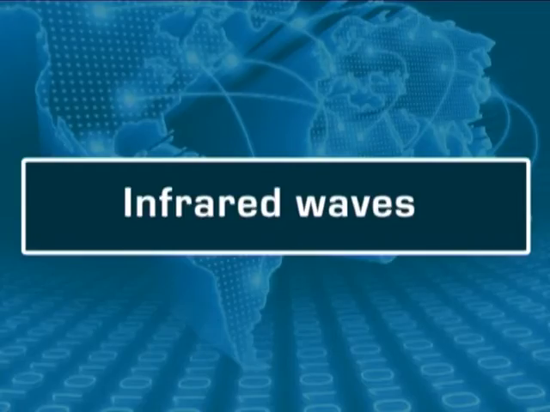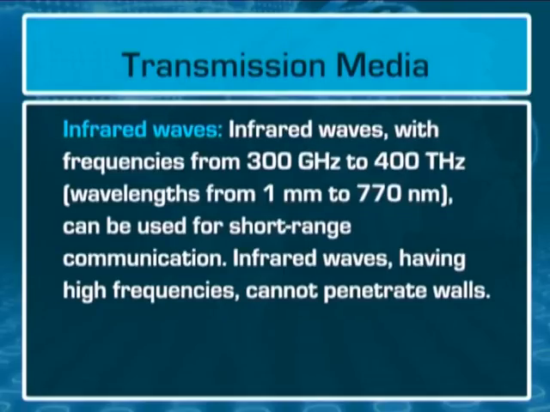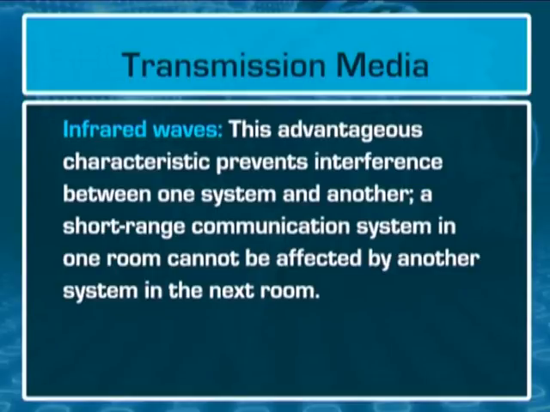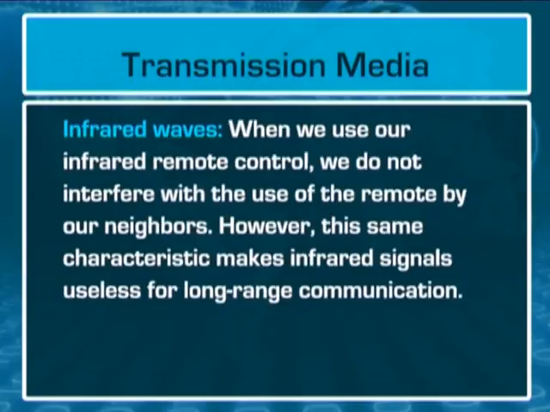Last but not the least is infrared waves. Infrared waves with frequencies from 300 GHz to 400 THz can be used for short range communication. Infrared waves having high frequencies cannot penetrate walls. This advantageous characteristic prevents interference between one system and another. A short range communication system in one room cannot be affected by another system in the next room. When we use our infrared remote control, we do not interfere with the use of the remote by our neighbors.